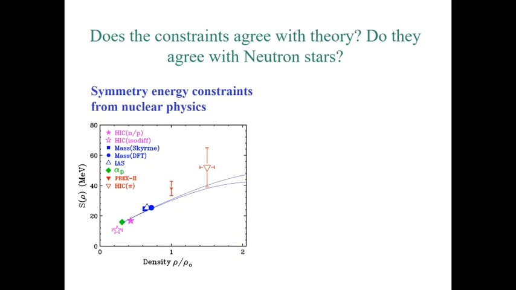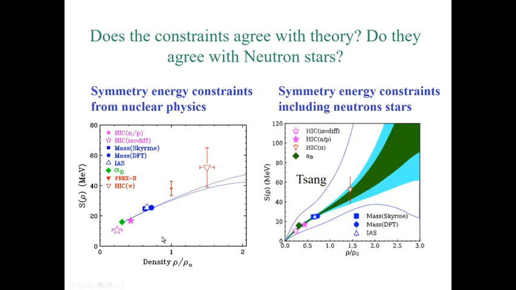So do the constraints agree with theory? Okay, so I showed you the low density constraints here. Those are the ones I was complaining about. Here's chiral effective field theory in blue. We know that there's some difference at high density. Maybe chiral effective field theory needs to be more stiff. The data have large error bars.